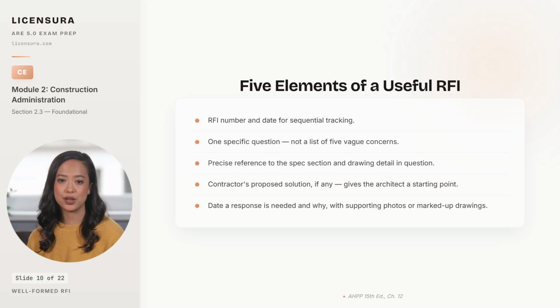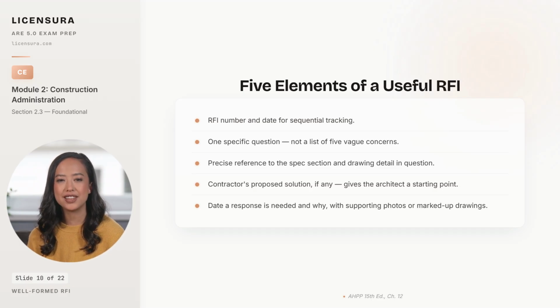The contractor's proposed solution, when offered, gives the architect a starting point and demonstrates that the contractor has actually thought about the conflict before sending the RFI. And the response needed date with supporting photos or marked up drawings makes the urgency visible and gives the architect something concrete to evaluate. RFIs that miss these elements come back through the cycle 2 or 3 times before resolution. Wasted review time, missed deadlines, and lawsuits where the contractor claims the architect caused delay.